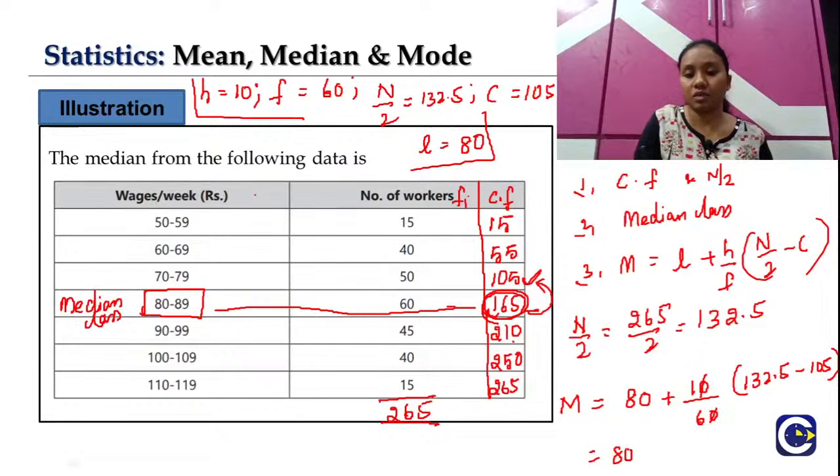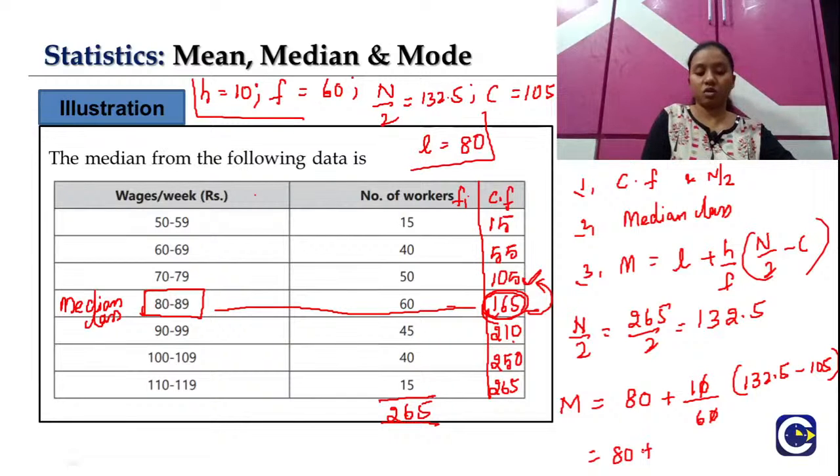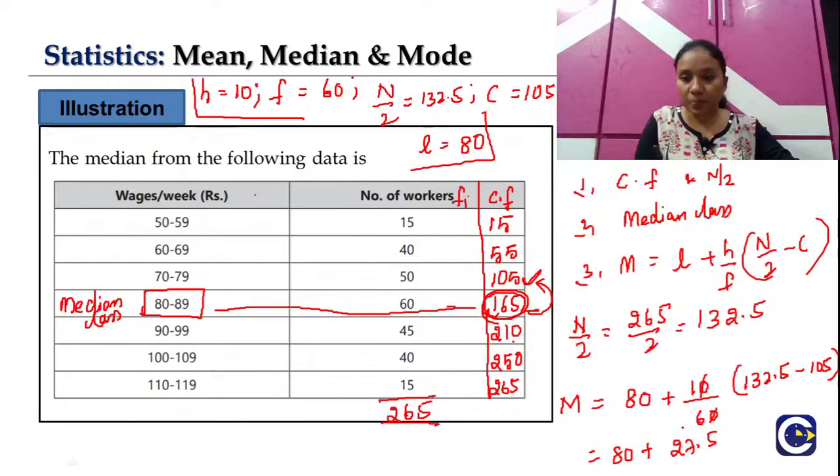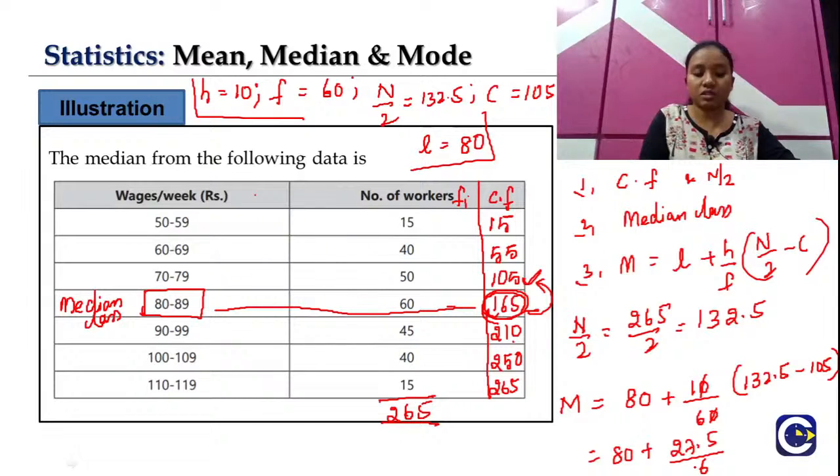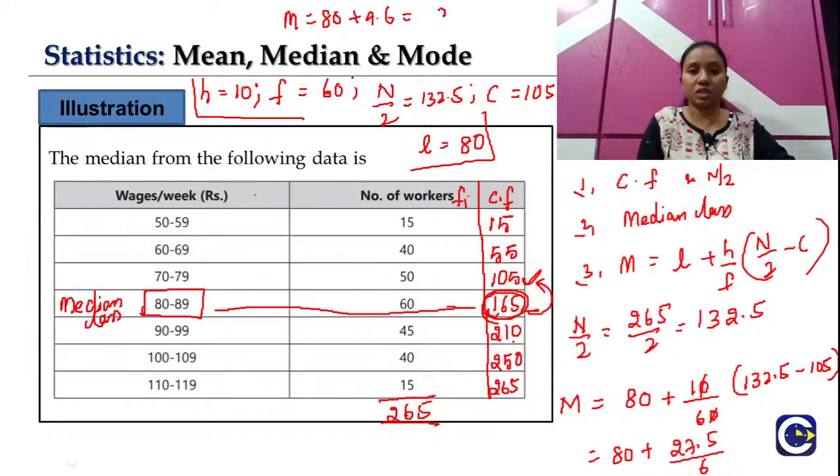So it will be 80 plus. So do the calculation, guys. 132.5 minus 105 will be 27.5. And here we are having this part division, so divided by 6. Around 4.6. So here M will be equal to 80 plus 4.6, which is equal to 84.6.